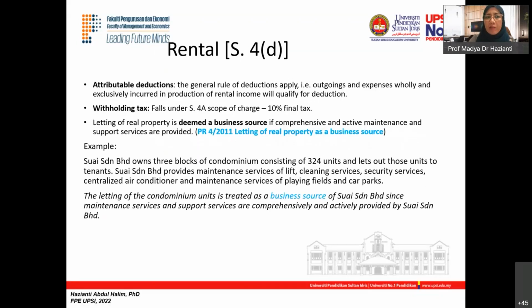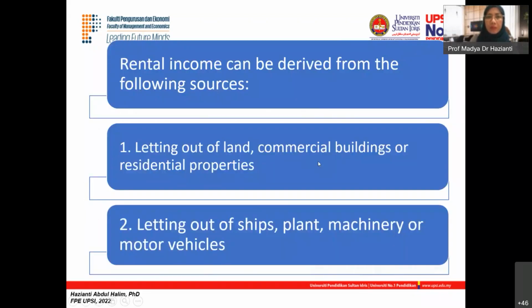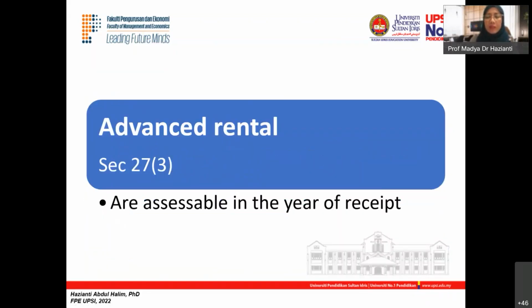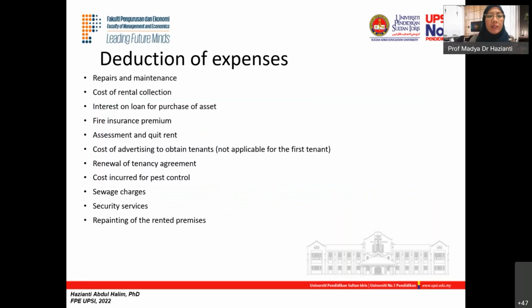But for rental, we also have attributable deduction, which means whatever income that you get, at the same time, you have to spend some amount to, for example, repair or maintain the building. So itu boleh tolak. Alright, so advance rental is assessable in the year of receipt. Ini sama macam kita buat bonus hari tu, tahun bila yang you dapat, that will be assessed in that particular year. So these are the list of expenses that can be deducted from rental income.